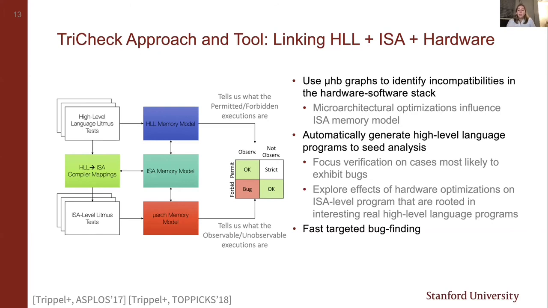To do this, we evaluated and developed a tool called Trippel, which begins with a suite of automatically generated high-level language litmus test programs, where a litmus test program is a small parallel test program like the one you saw on the previous slide that is designed to localize verification to the places most likely to exhibit bugs. Then from this suite, Trippel will generate a corresponding suite of assembly language litmus test programs and leverage MuHB graphs to ensure that the high-level language correctness requirements are always preserved when the programs are compiled and run on the microarchitecture in question.